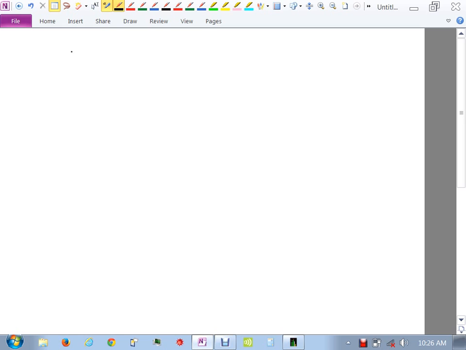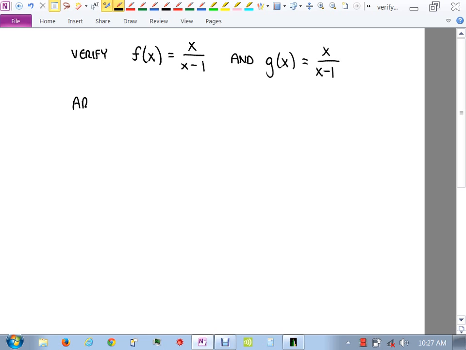So here we go. Verify that f of x equals x over x minus 1, and g of x equals the exact same thing, are inverses. Because maybe we messed up a sign or something in there. Maybe there was a little mistake we made. All right, so let me try the first thing, which would be f of g of x.